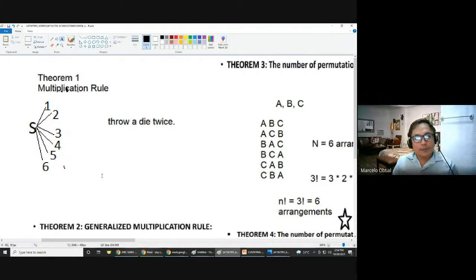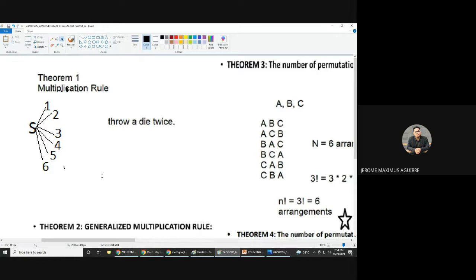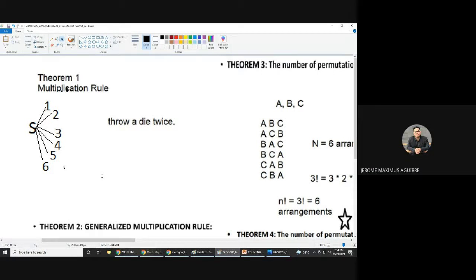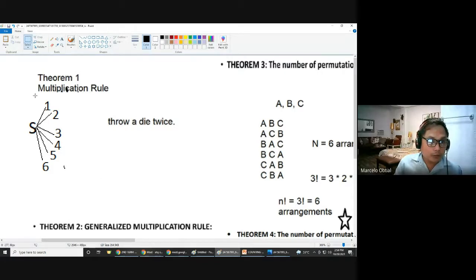Okay, Jerome, this is a question, no? What if sa first na throw mo ng die, yung nakita mo sa top is 1, will you throw again, Jerome? Yes or no? Yes, sir. Okay, yes. Because the instruction of the experiment, you need to throw a die ilang beses? Twice po, sir. Okay, twice. Very good.